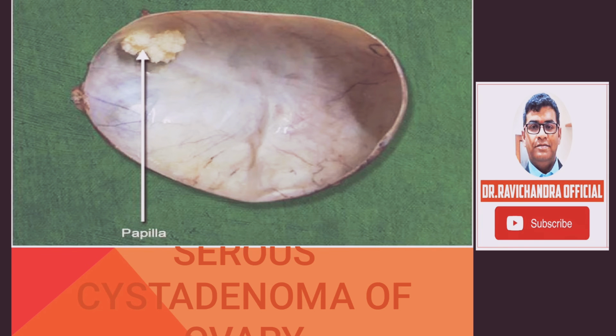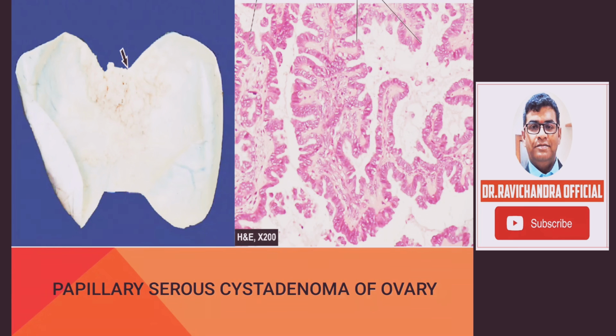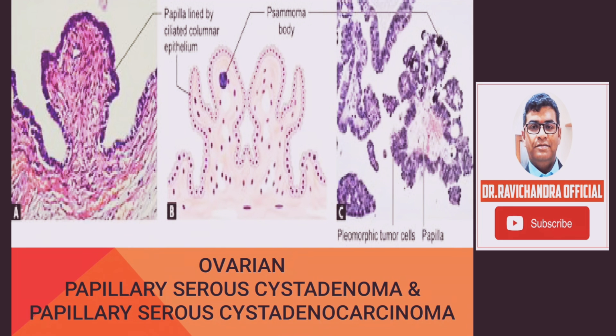Gross picture of serous cystadenoma of ovary showing papillary formations. Serous cystadenoma of ovary with cystic areas and solid areas. Serous cystadenoma of ovary with papillary projections on gross, and microscopically papillary projections are seen. Psammoma bodies and the neoplastic cells in a papillary serous cystadenocarcinoma. Ovarian papillary serous cystadenoma and also papillary serous cystadenocarcinoma.